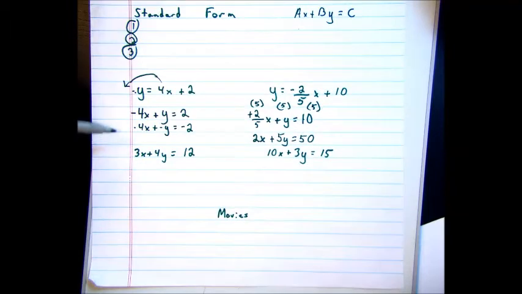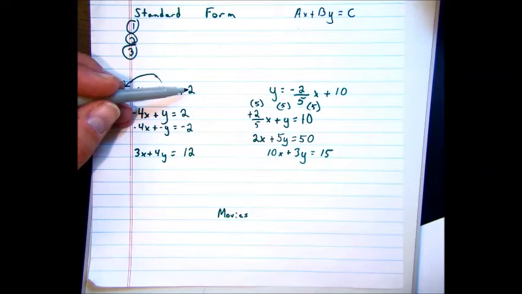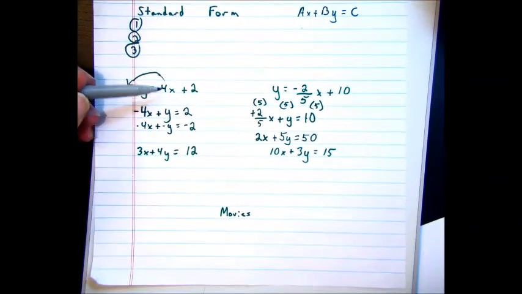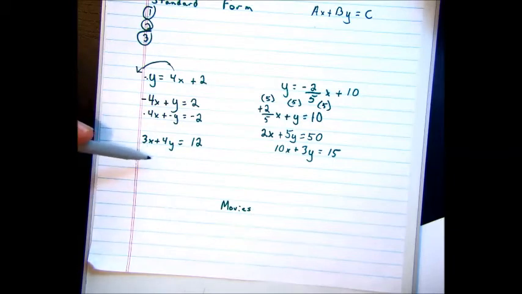Why would I ever want to change standard form to slope-intercept form? Because it's easier to graph. You put a dot on the y-axis where the 2 is, just like we've been doing. That's our y-intercept. And then we would move our slope, which would be up 4/1, and then draw the graph. It's easier to graph from this one, so that's why we would change it.